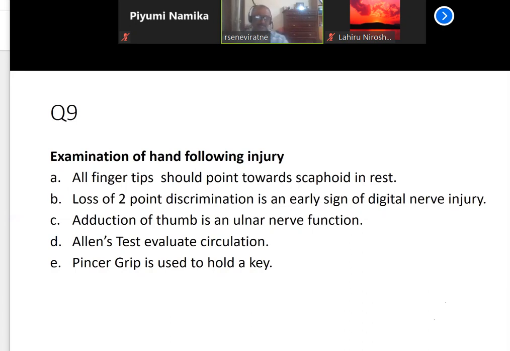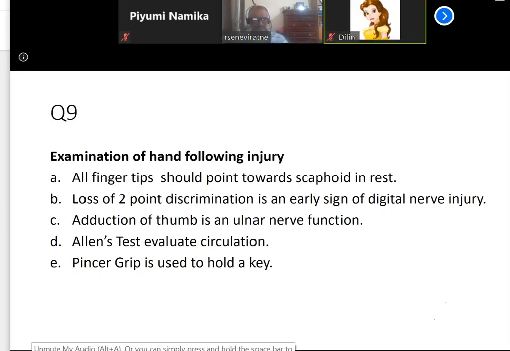Adduction of thumb is an ulnar nerve function. True. Yeah, which is adductor pollicis mainly. Allen's test evaluates circulation. True. You know what it is.